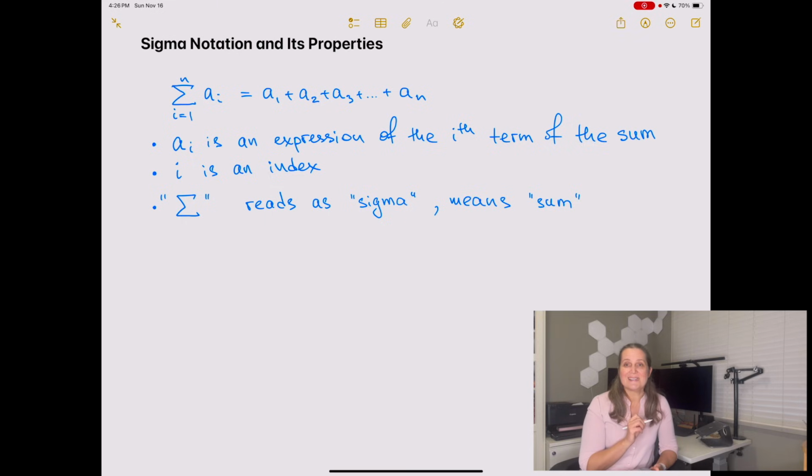Little i is an index. It has the lowest value indicated on the bottom below the letter sigma, and the highest value of the index i is indicated above the letter sigma. Since i is an index, it basically indicates which term of the sum we're looking at: first, second, third, or nth. ai is the expression of the ith term of the sum.